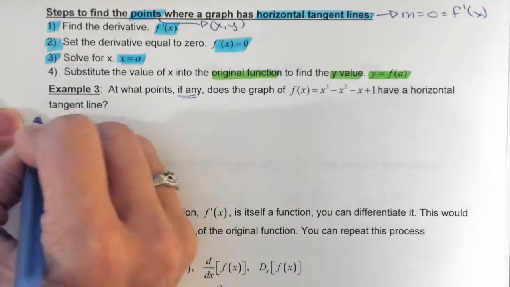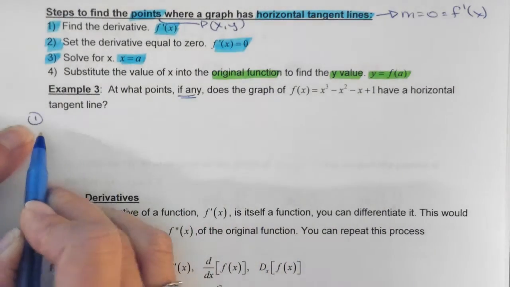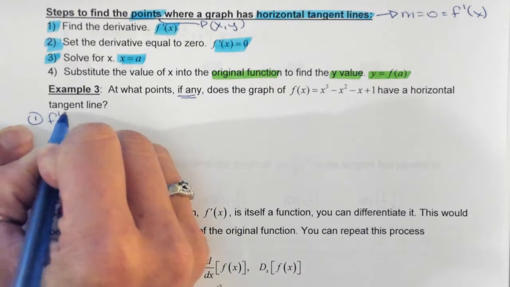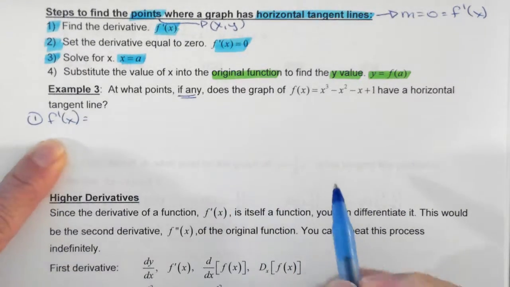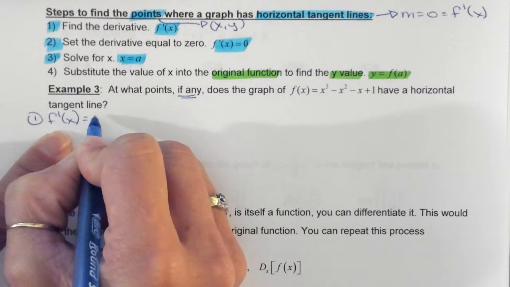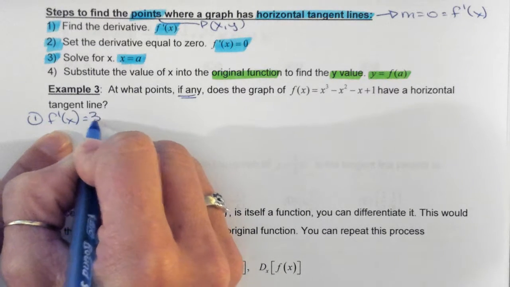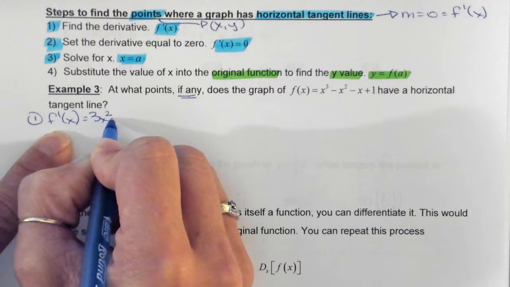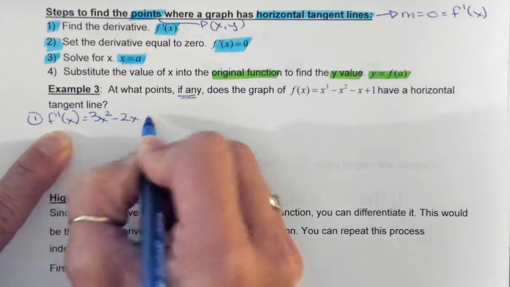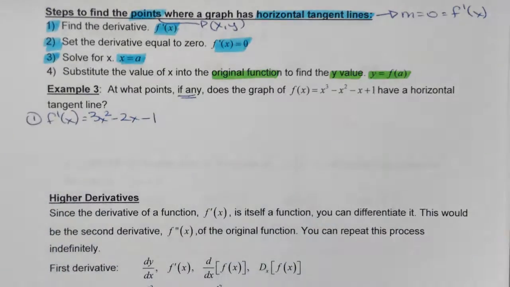Our first step is to find the derivative. So I'm going to label these. Step number 1, we want to find the derivative, f prime of x, using the shortcut. Let's go. What's the derivative? 3x squared minus 2x minus 1. Check. Derivative.